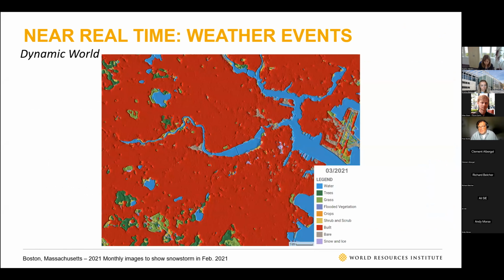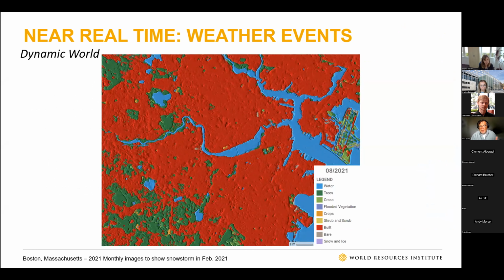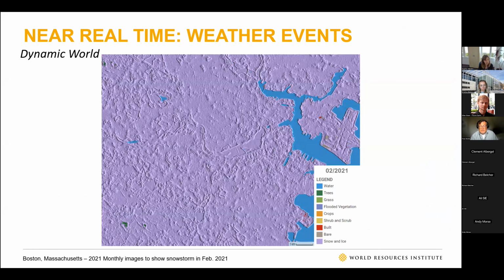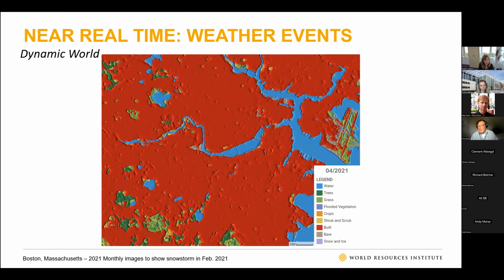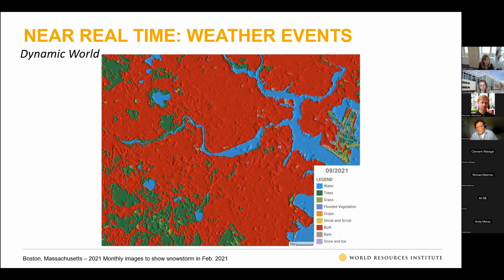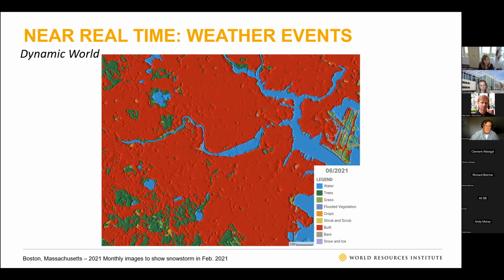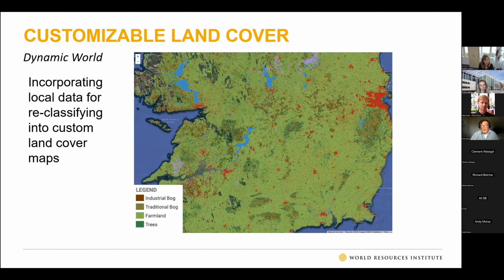You see the same here. This is Boston. Red is build-up area. And then purple is snow and ice. And this is just winter. So it just looks at the land cover. So every 5 to 10 days, you can classify. And you see now it's all build-up area. Snow comes in, and this was a big snow storm. Everything is covered by snow. And that is, again, one of the powers of Dynamic World.